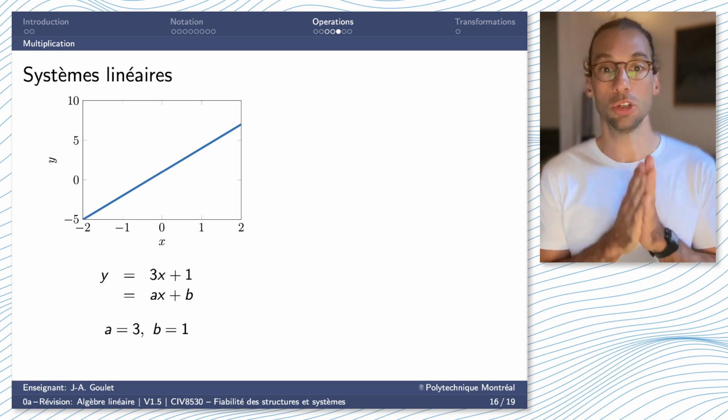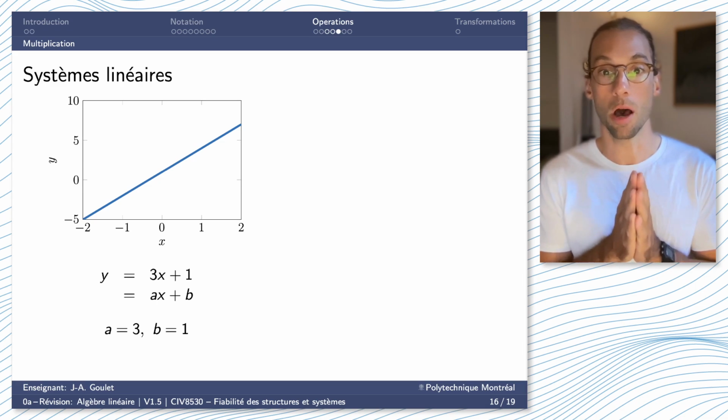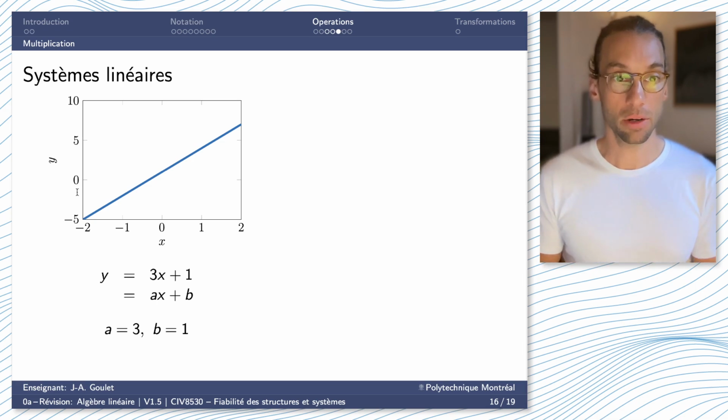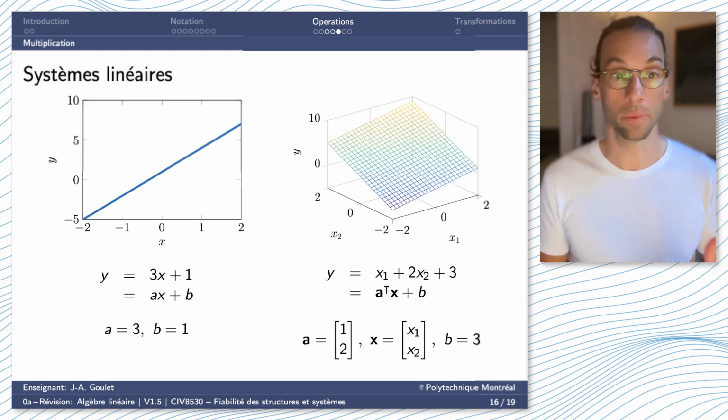Now we're going to look into what we're really going to build upon for reliability theory, which are linear systems. Here you can see a linear system, a very simple one, where you build a relation between an output y and an input x. In this case, y would be equal to 3x plus 1. If we want to represent this in generic terms, we can say this is y equals ax plus b, where a would be 3 and b would be 1.